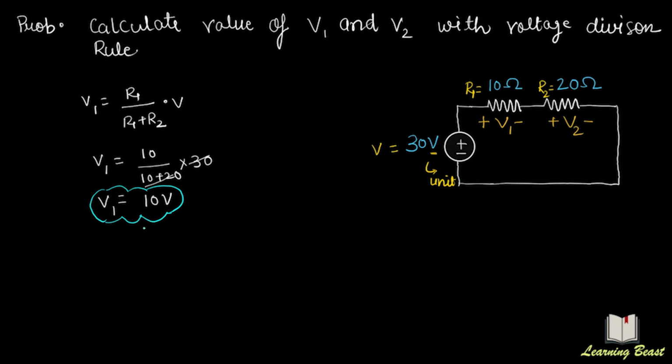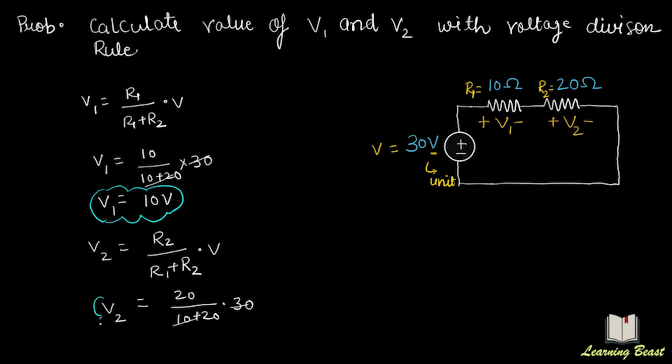Similarly, we will calculate the value of V2, which is equal to R2 divided by R1 plus R2 into supply voltage, that is equal to 20 divided by 10 plus 20 into supply voltage, that is 30. So it will again cancel out. So the value of V2 is equal to 20 volt.